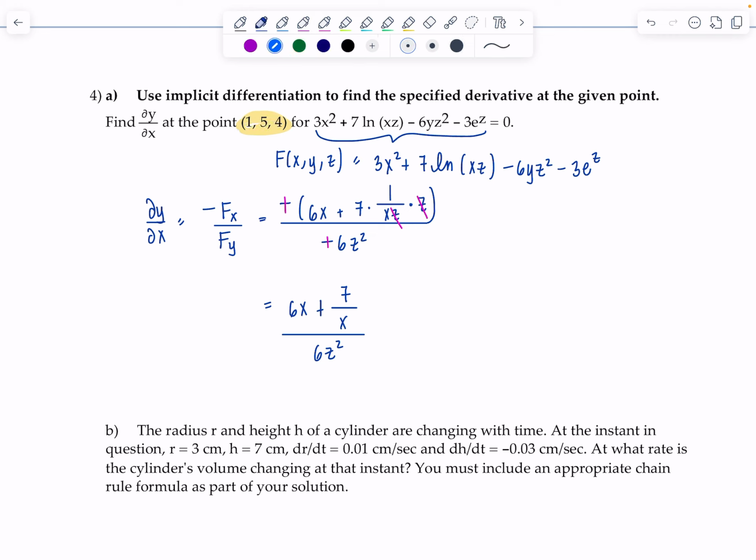Like, why simplify anymore? 6 plus 7 over 1, over 6 times 4 squared. 6 times 16 is 96. So this is 13 over 96. Okay, fun. Yes, did you enjoy that one? Good, they did too. Almost everyone got it right.